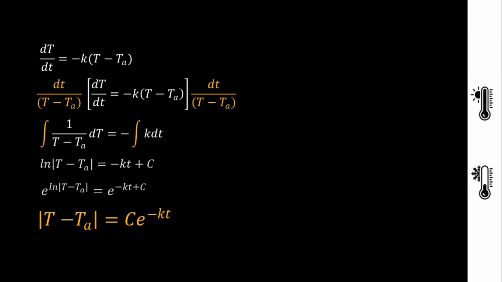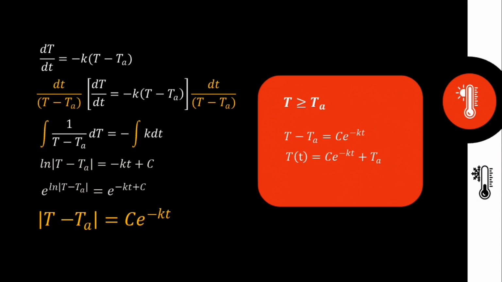If we are dealing with something that's hotter than the ambient temperature, where T is greater than or equal to our ambient temperature, then what is inside the absolute value is going to be positive. And then we can just add T sub a to both sides. Then we have our temperature as a function of time is equal to c times e raised to the negative kt plus T sub a. So this is going to be our general solution in the case where we start with something that is hotter than the ambient temperature.